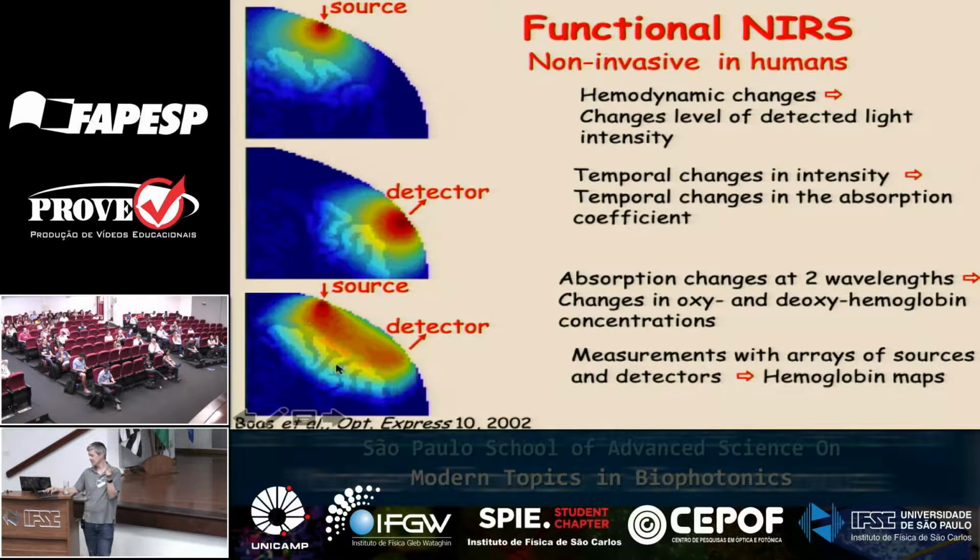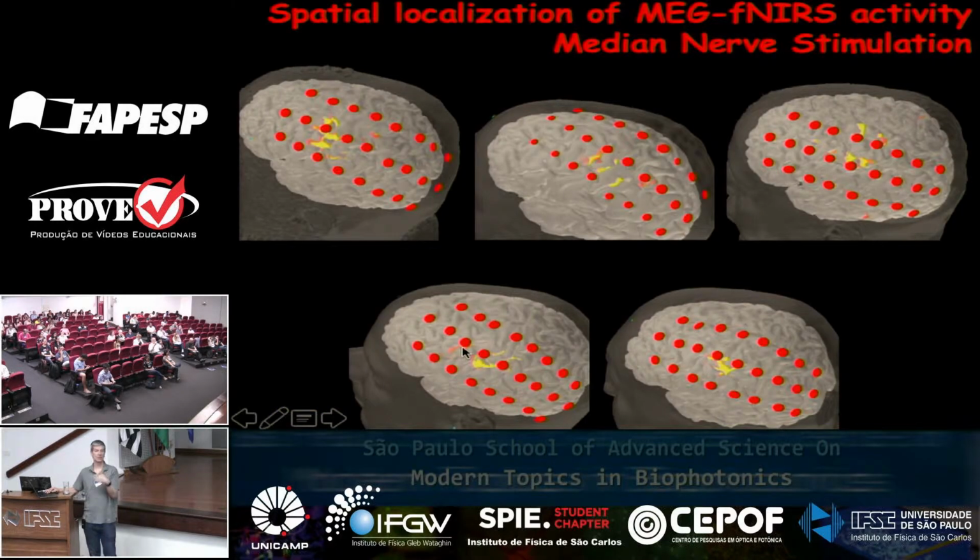The light we detect is sampling the cortex, so any absorption changes in the cortex is going to modulate the amount of light we receive at the detector. And we can do this with good temporal resolution, so we can measure the temporal response to neural activity.